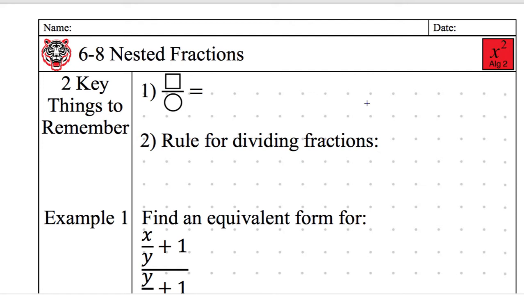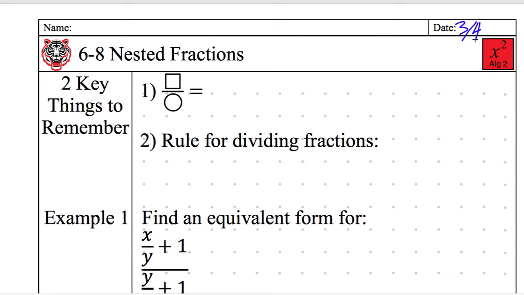All right, today is the 4th of March. So 3/4, let's write it down. Today's the 4th of March. We are in Algebra 2, Lesson 6-8, Nested Fractions. These are pretty straightforward. They're one of the easier parts of our unit.